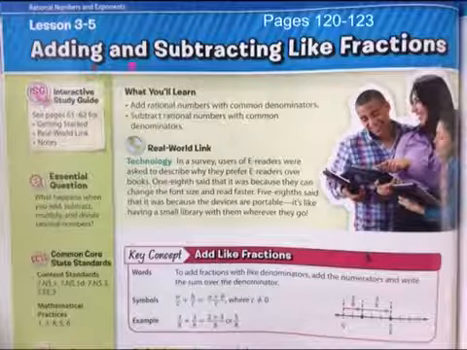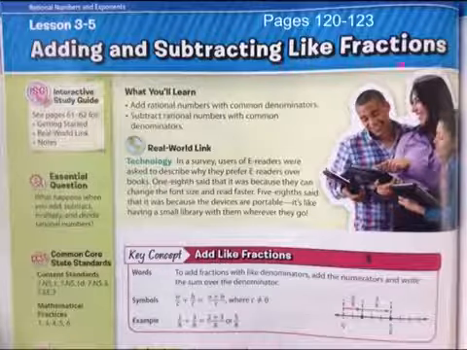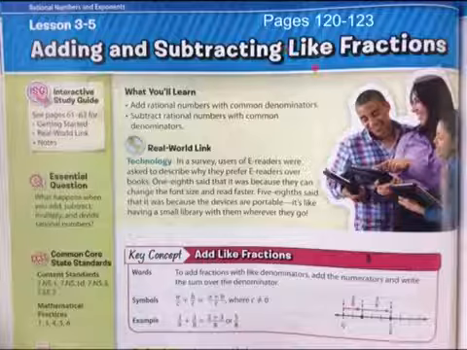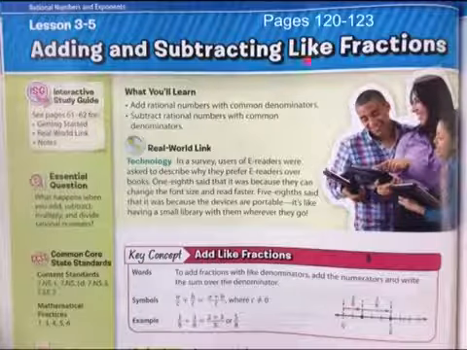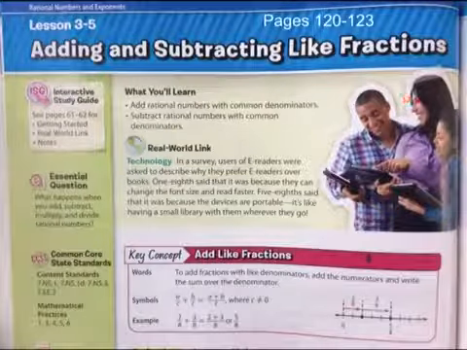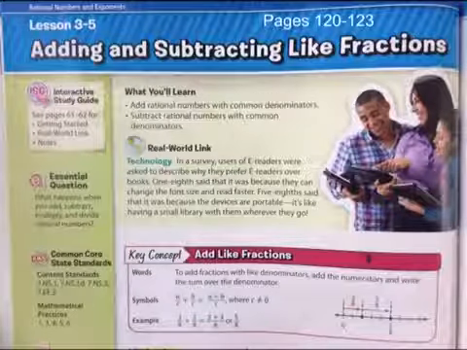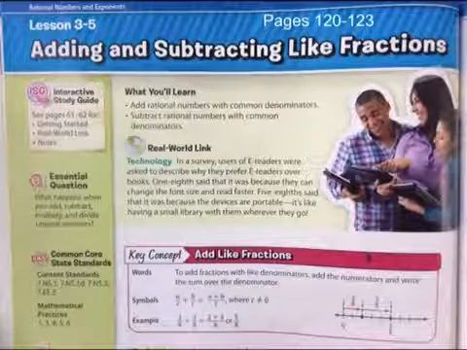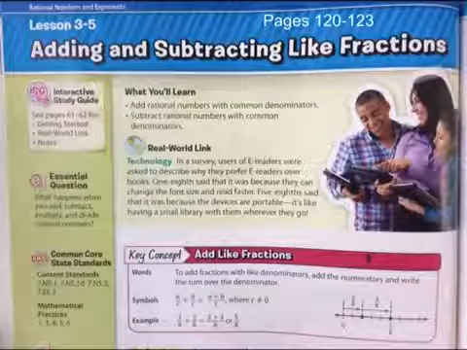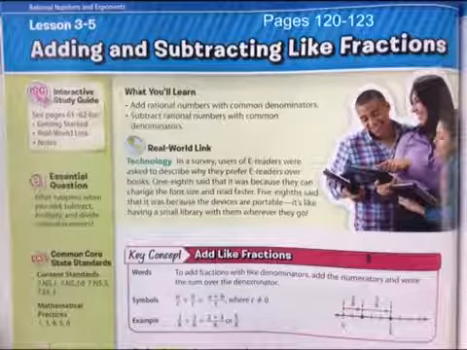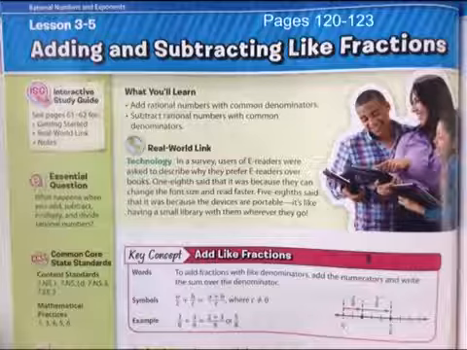We're going to work on adding and subtracting like fractions. When they mean like fractions, they're talking about the denominators being like, meaning we don't have to look for a common denominator, so it makes it a lot simpler. But we will be working with positive and negative numbers, so integers. We're going to work with rational numbers. Okay. A key concept to look at.